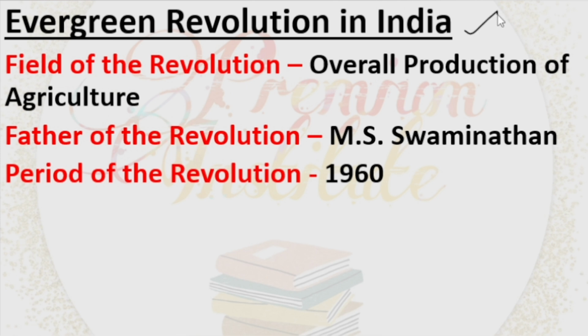Evergreen Revolution in India. Field of the revolution: overall production of agriculture. Father of the revolution: M.S. Swaminathan. Period of the revolution: 1960.